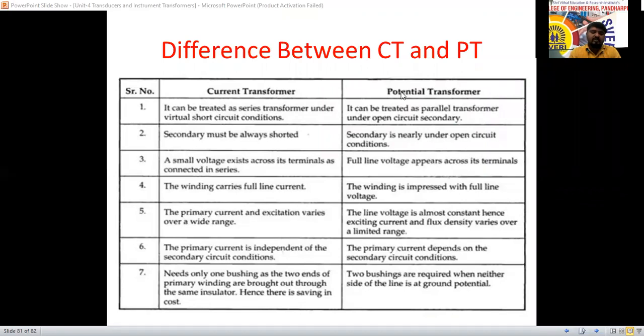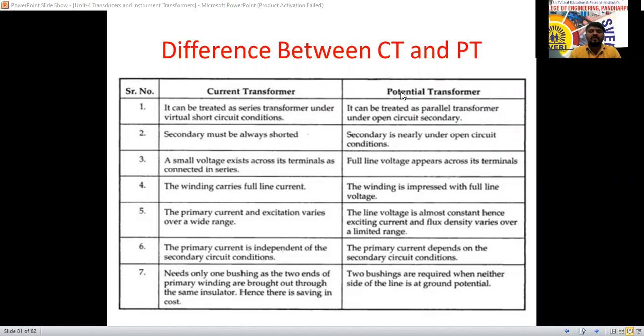Already we have discussed the current transformer. Three types of current transformers are there: wound type, bar type, and toroidal type. Those types we have discussed, and we have observed that it is actually a series transformer. The potential transformer we are tapping in parallel, so that potential transformer we have considered as a parallel transformer.